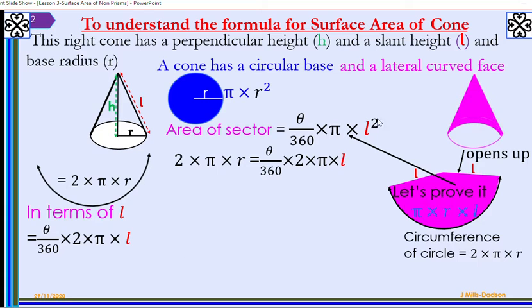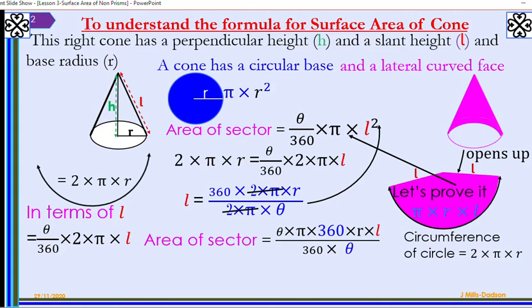Now, I want to find an expression for L so that I can substitute into one of the L's here. So I'm making L the subject. That will give me 360 times 2 pi r over 2 pi theta. Crossing out the common ones, L represents 360 r over theta. So if I replace one of the L with 360 r over theta, I'm going to have a formula as this. 360 r over theta is what represents L, and it's L squared, so there's another L left. Crossing out the common ones, I'm now left with pi r L, which is our formula.